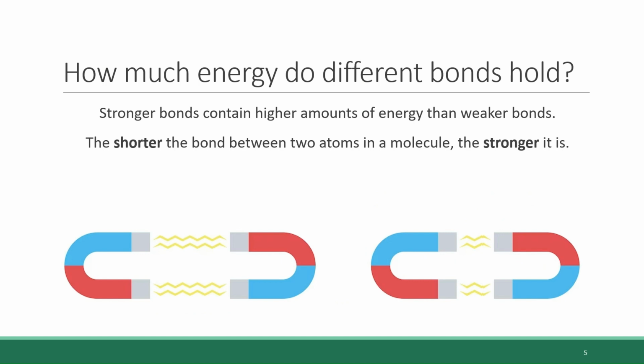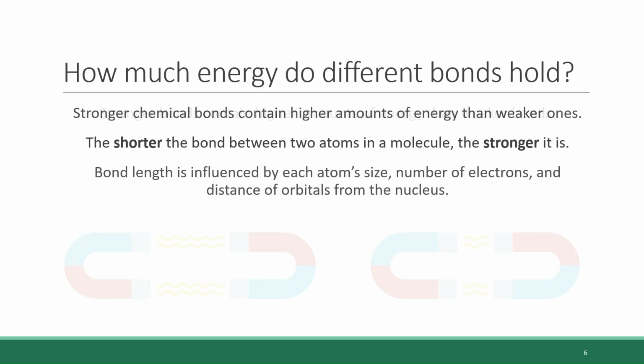Now, magnetic energy is different from chemical energy, but the principle is the same. The shorter the distance between the two attracted objects, the stronger the attraction. The shorter the bond length, the stronger the bond. And within molecules, there are several factors that influence how long the bond is, including the size of the atom, the number of electrons, and the distance of the orbitals from the nucleus.